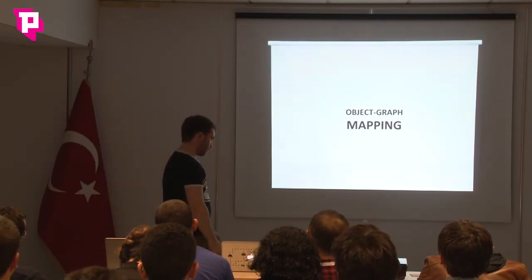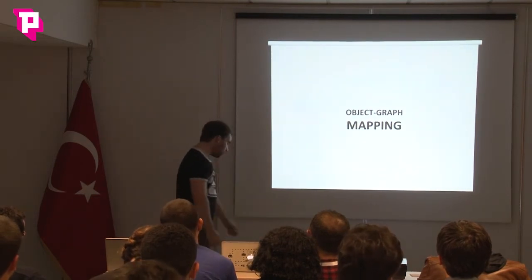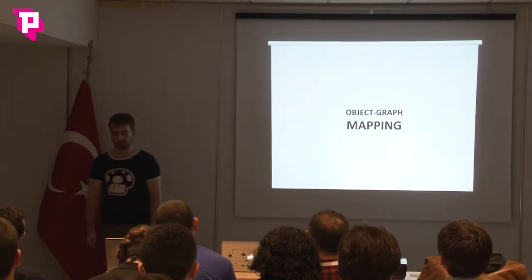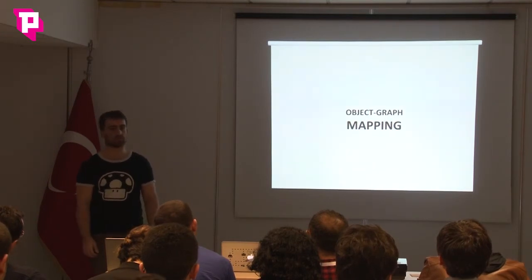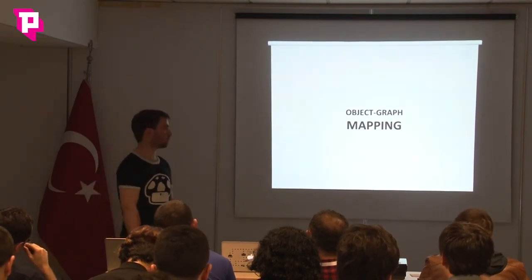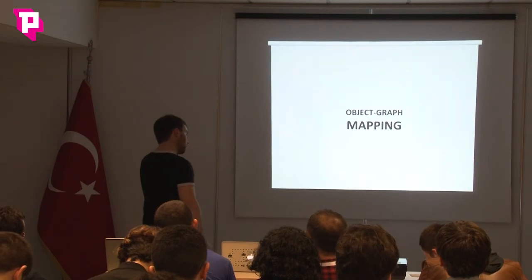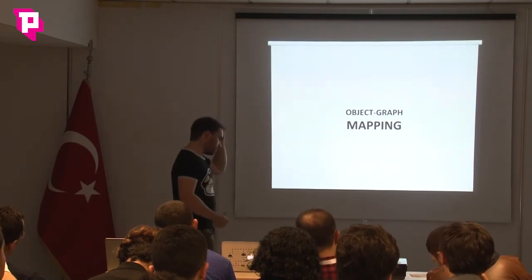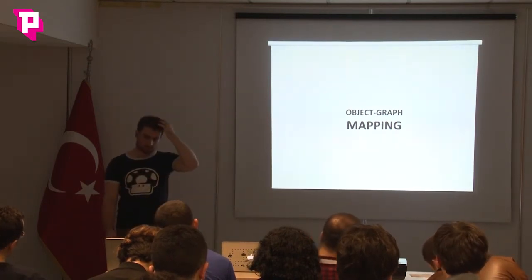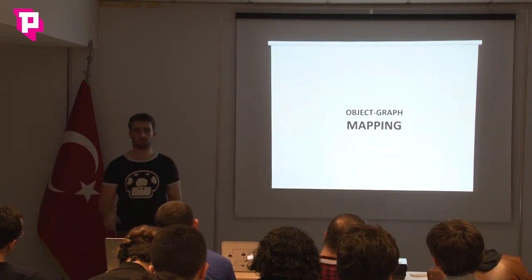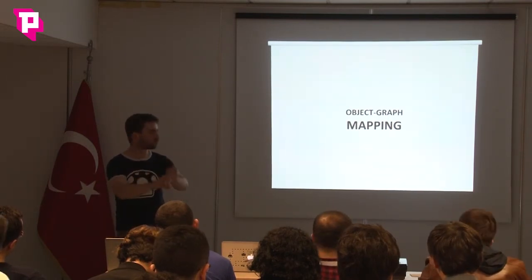So object graph mapping, why? Why do we need that? We all know object relational mapping works 80% of the time. It's a big headache for the last 20%. Why? Because there is a very pompous term called impedance mismatch. Well, it just means that we have squares and rounds and it doesn't fit quite well.